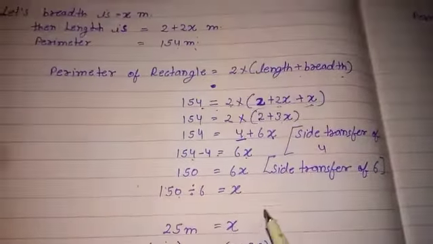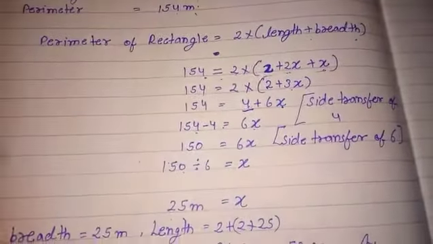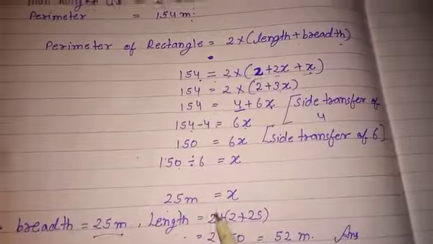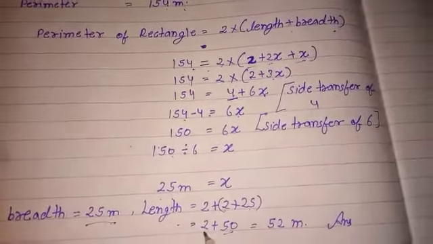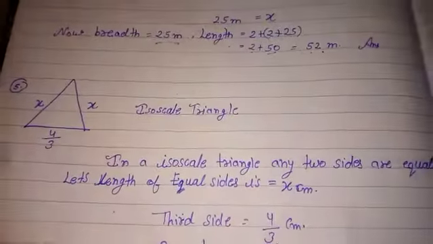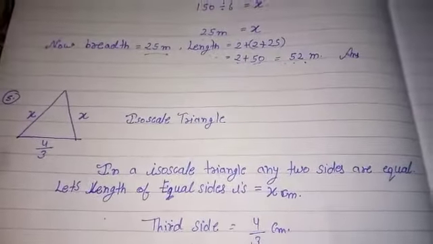Oh, we had taken x as breadth. So breadth is equal to 25 meter and length is equal to twice of breadth plus 2. So twice of breadth, 50, plus 2 is equal to 52 meter. This is our answer. Our next question, an isosceles triangle is given here.